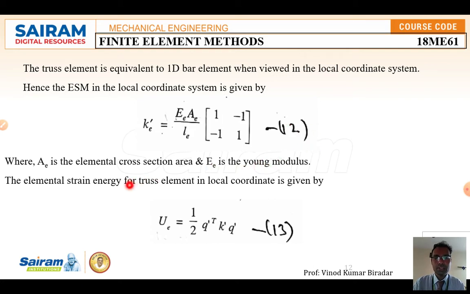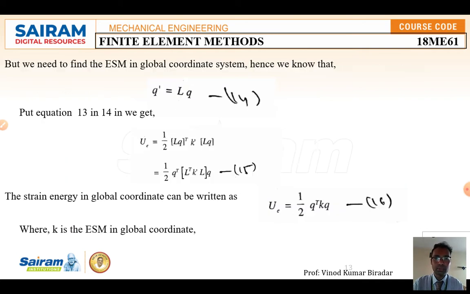We know that the element strain energy for the local coordinate system is U = 1/2 q' transpose k' q'. Okay, give question number 13. But we know that q' = L q. Substitute equation 14 in equation 13, we are going to get this equation.